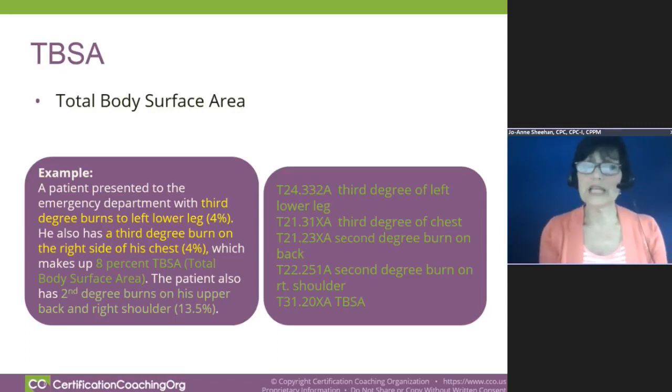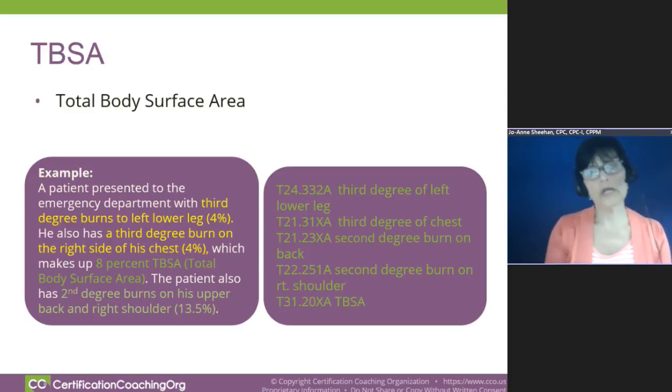Now, when we talk about total body surface area, I want to give you an example. A patient presented to the emergency department with third degree burns to the left lower leg, 4%. He also has a third degree burn on the right side of his chest, which makes up 8% total body surface area. Okay, but the patient also has second degree burns on his upper back and right shoulder, equaling 13.5%.